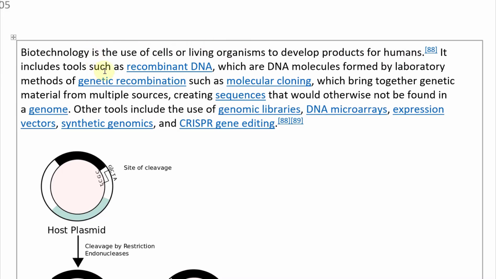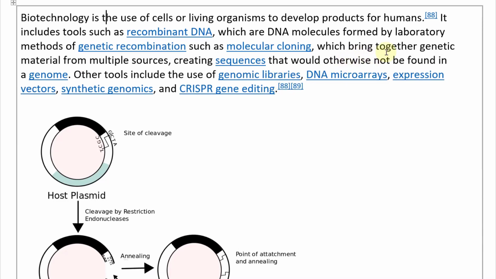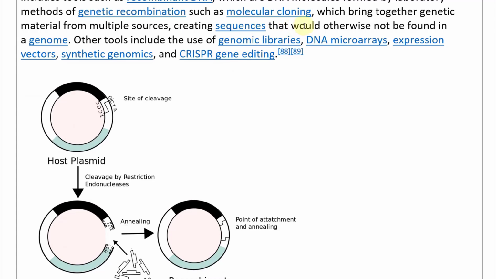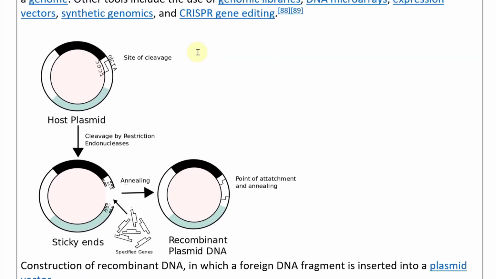It includes tools such as recombinant DNA, which are DNA molecules formed by laboratory methods of genetic recombination, such as molecular cloning, which bring together genetic material from multiple sources, creating sequences that would otherwise not be found in a genome. Other tools include the use of genomic libraries, DNA microarrays, expression vectors, synthetic genomics, and CRISPR gene editing. So very interesting stuff here.